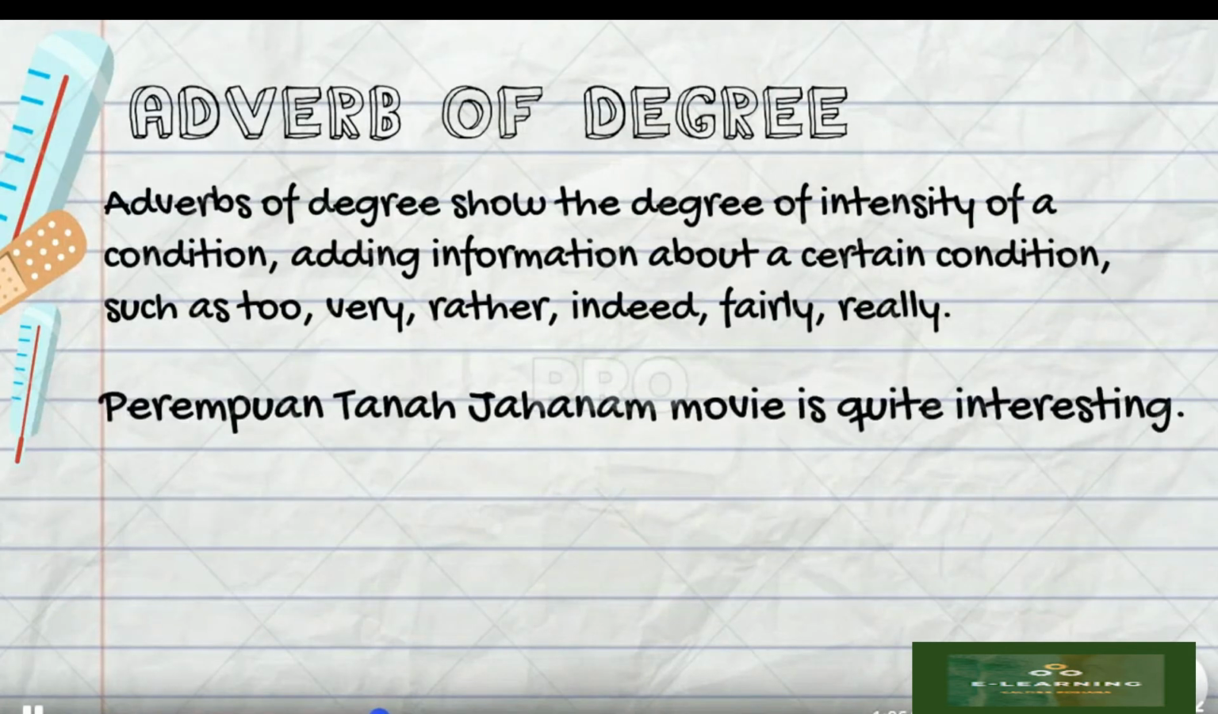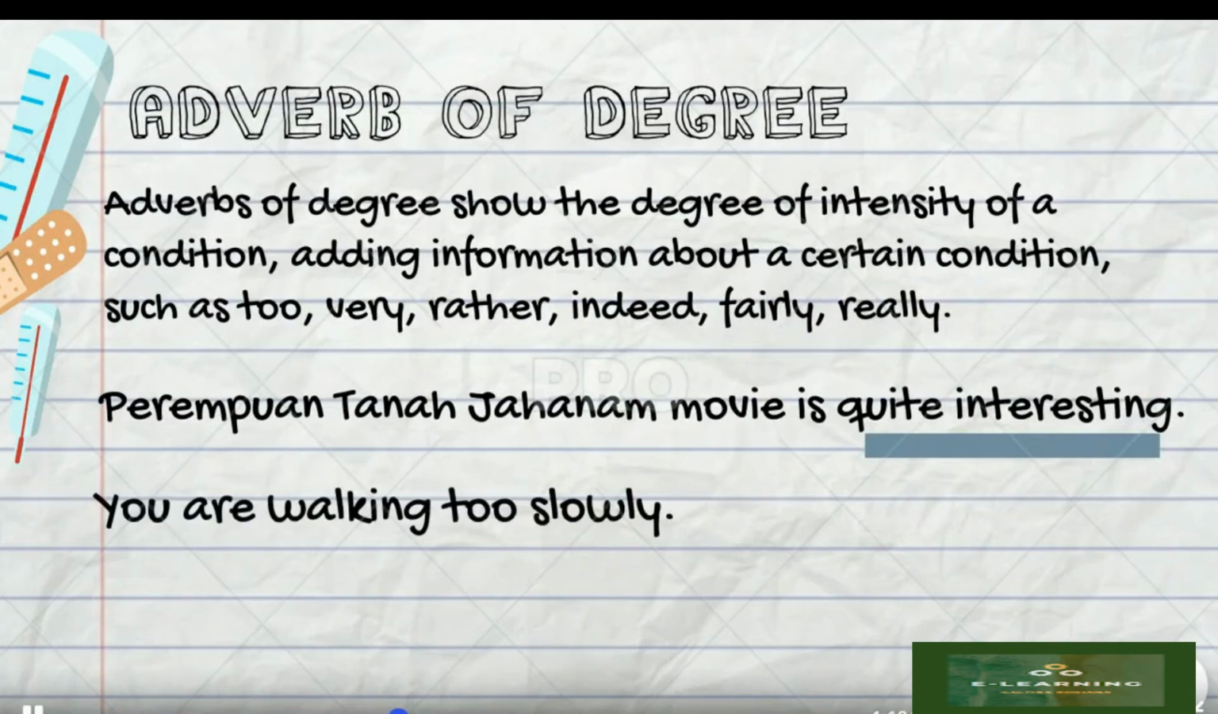Adverbial phrase of degree. Adverbial phrases of degree show the degree of intensity of a condition, adding information about a certain condition, such as too, very, rather, indeed, really. The example: the movie Perempuan Tanah Jahanam is quite interesting. So here the adverbial phrase of degree is quite interesting. You are walking too slowly. Too slowly here is an adverb of degree. Both examples describe the intensity of a certain condition.